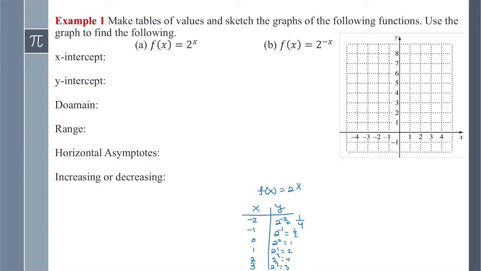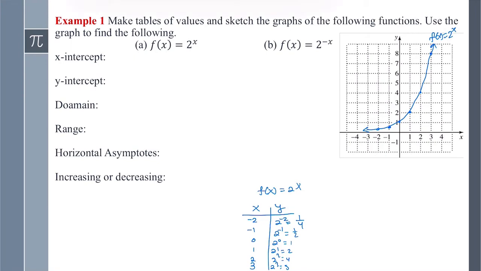So when x equals negative 2, it's 1/4. So down here, okay. And then when we take x equals negative 1, it is 1/2. So let's say somewhere here. And then when x is 0, it is at 1. When x is 1, it is at 2. When x is 2, it's at 4. And when x is 3, it is at 8. So this is how the graph is going to look like, okay? So this is for f of x equals 2 to the x.